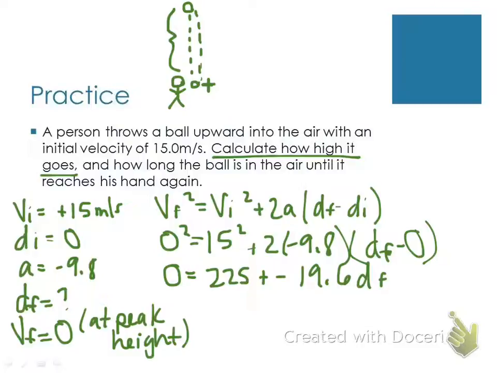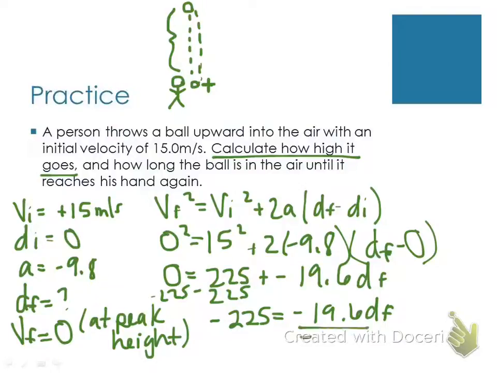Algebraically here, what's my next step? I want to subtract over that 225, which gives me negative 225 equals negative 19.6 df. So what do I need to do here? Divide that over. Do not add that over. Divide by negative 19.6. And that gets my final displacement equal to?